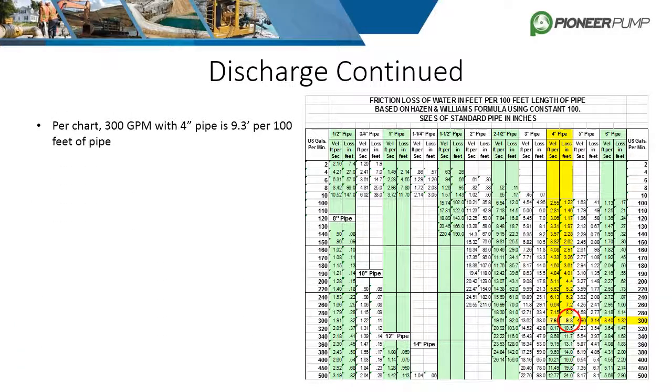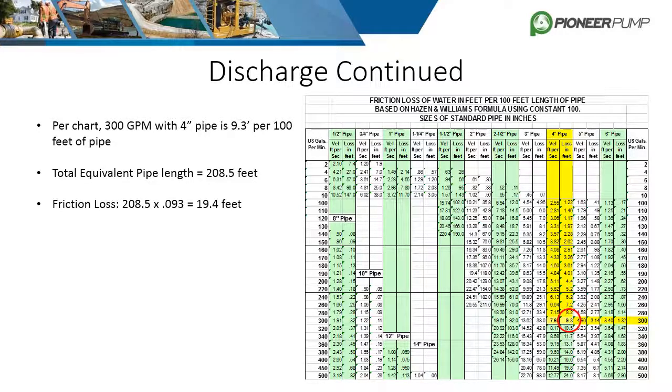Just like before, the friction factor is 9.3 feet of head lost per 100 feet of pipe. To get head lost per foot, 9.3 feet is divided by 100 to get 0.093 feet. When we multiply 0.093 by the total equivalent length of 208.5, we get 19.4 feet of friction head loss. Total dynamic discharge head is the static lift of 23 feet plus the friction loss of 19.4 feet, totaling 42.4 feet.